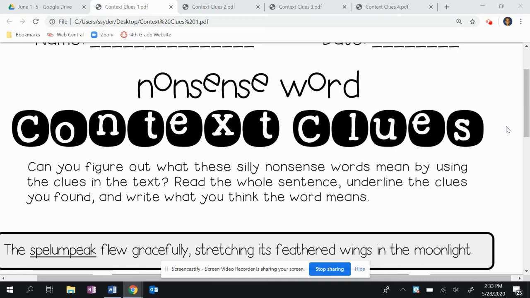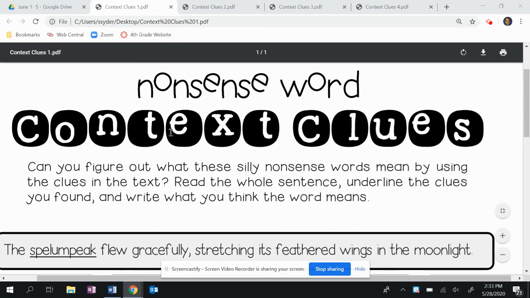So when you come across that unknown word, the first thing you want to do is read the whole sentence. The second thing you want to do, after you read the whole sentence, is look for clues in that sentence that help you guess the meaning of that unknown word. Then once you have the meaning, or what you think the meaning is, reread the sentence again to see if it makes sense.